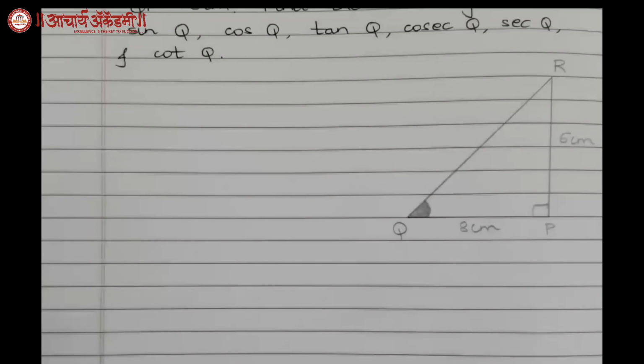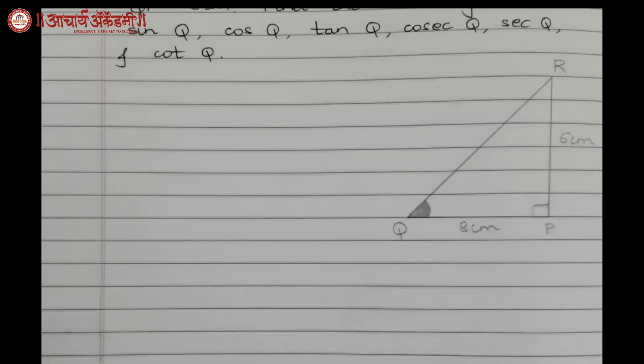So here is a question for you all to solve. It is given that in triangle PQR, angle P is 90 degrees, PR is 6 centimeters, QP is 8 centimeters, and we have to find the ratios of all the 6 trigonometric functions. So can anybody tell me how we will find the third side if we are given two sides and it is a right angle triangle? It will be 10 centimeters.